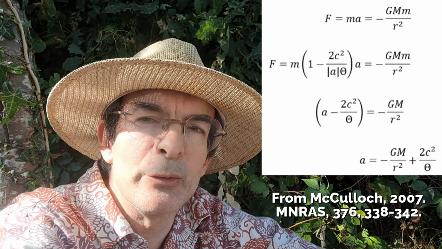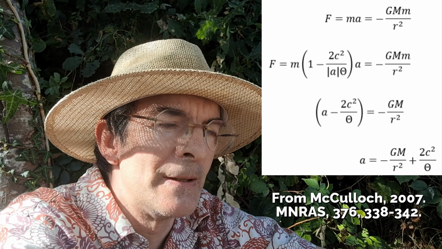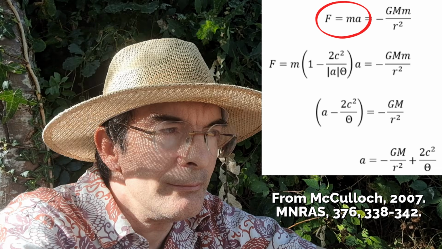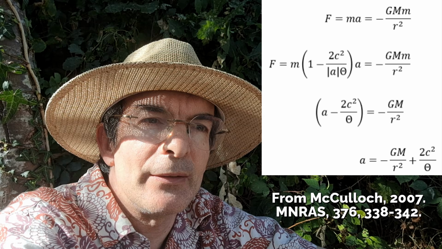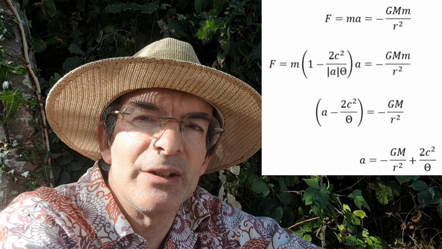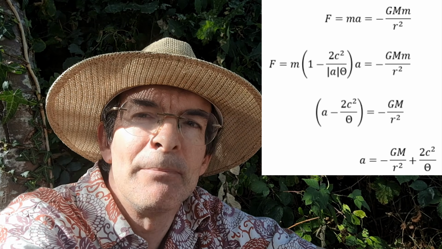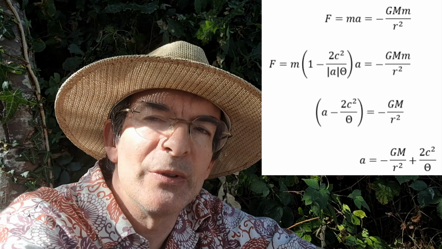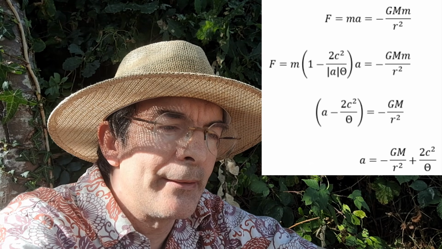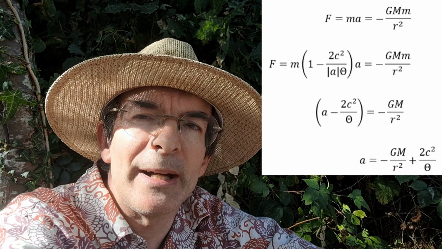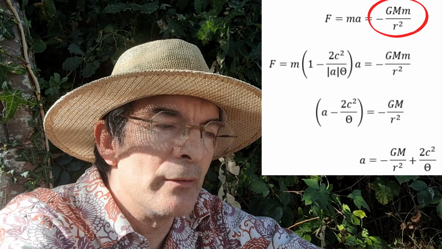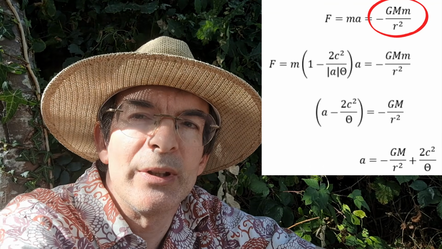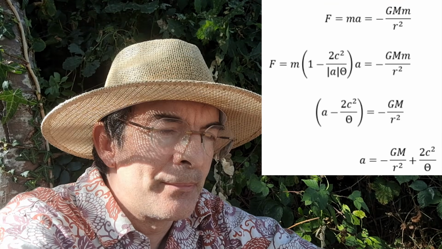Here's Newton's second law at the top left, F equals ma. And let's say we have a smaller object moving away from a larger one, which is large M, with the smaller object being small m, and it's gravitationally pulled back. So the force is negative GMm over r squared, where r is the distance between the two objects.